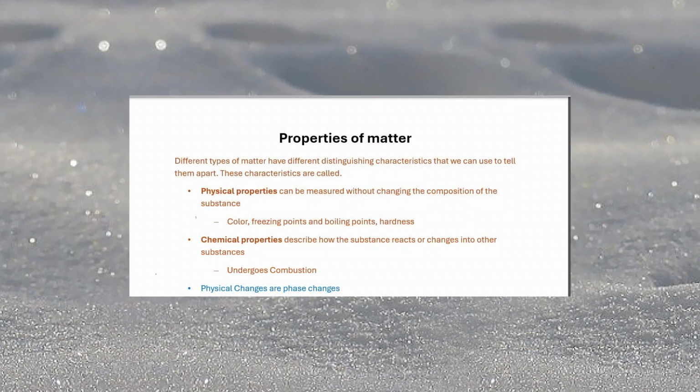Today we are going to learn the basic terminologies we will be using every now and then during our chemistry lessons. Remember, different types of matter have different distinguishing features that we can use to tell them apart. These characteristics are called, first one, physical properties.